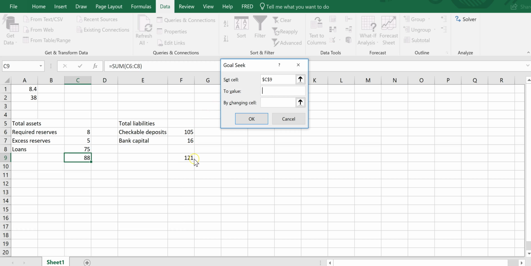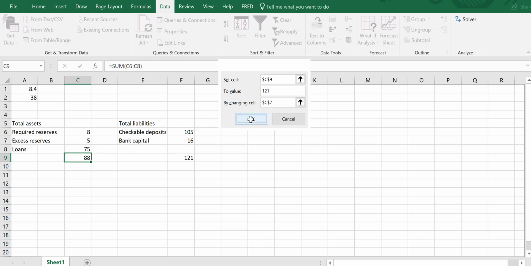To use this Goal Seek utility, I set the goal, which is the total assets here, to be equal to the total liabilities. Because the total liabilities is known, I have to set this to be 121. I cannot set this equal to a cell value. That's the rule of Goal Seek. So I have to input a specific number, and fortunately this specific number is given, right? The total liabilities is 121. So that's my target, that's my goal. And the variable here is this excess reserves. So the changing cell is this excess reserves.